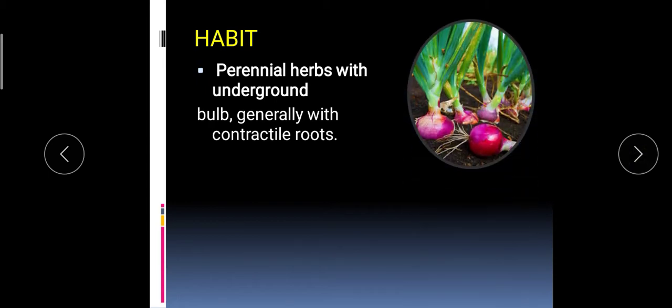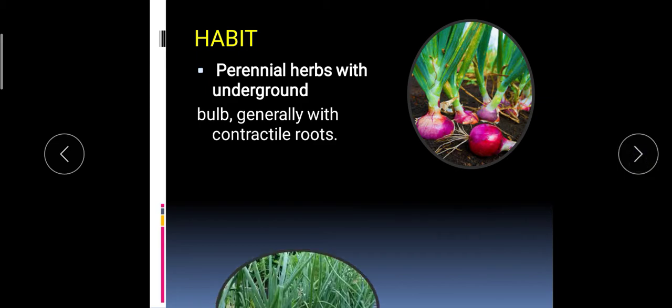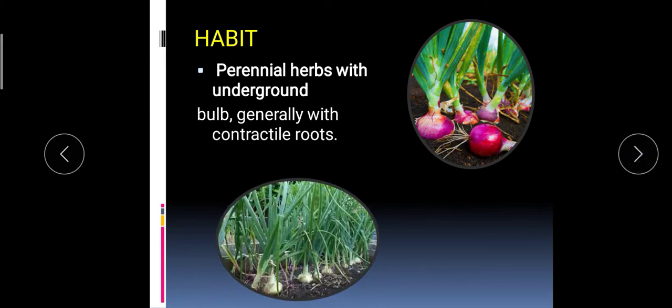Look, this is the common onion, and you can see the bulb underground. This is the edible part of this plant also. And this is another one, garlic, that also belongs to this family. You can see it also has a bulb-like structure.